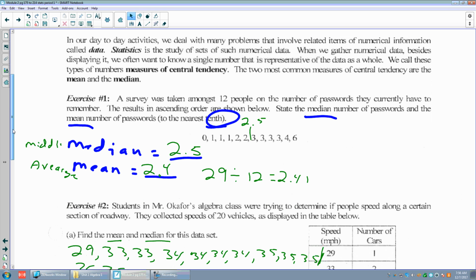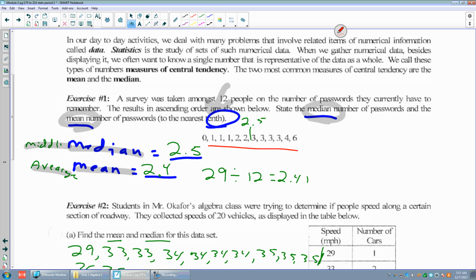Whenever you have a question like exercise number 1, make sure that you write down the two answers that it's asking for. It's asking for the mean, and it's asking for the median to the nearest tenth. Median means middle number, mean means the average. This is all the work that you have to write down.